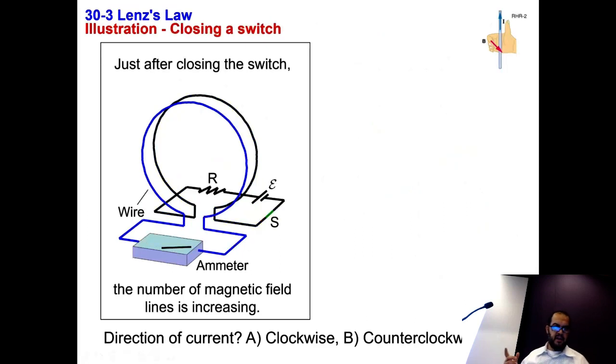Okay. So here we have this circuit, and we are closing the switch. Obviously, if you're closing the switch, you know the current is flowing out of the positive terminal of the battery. So the current is going to be like this current here. Do you think the induced current is clockwise or counterclockwise? I'll give you some time to think about this.